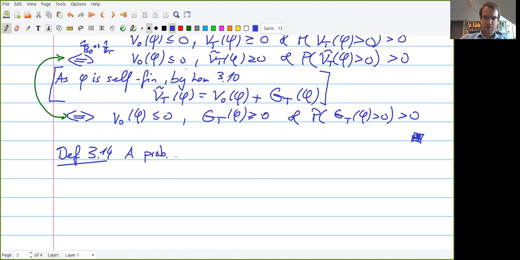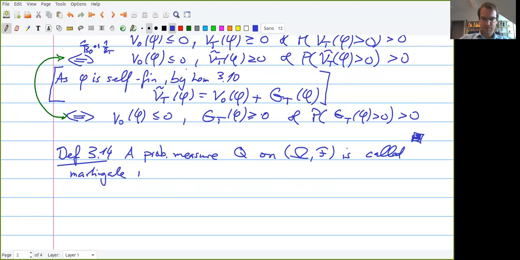So let's consider a probability measure Q, and it has to live on our measure space (Omega, F), right? We want to compare them somehow. And now we call this measure Q a martingale measure. And well, sometimes it's also called a risk neutral measure.